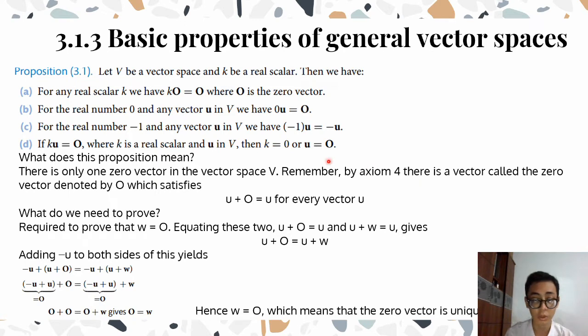What this proposition means is that there is only one zero vector in the vector space V. Remember, by axiom 4, there is a vector called the zero vector, denoted by 0, which satisfies u plus 0 equals u for every vector u. What do we need to prove? We require to prove that w equals 0. Equating, u plus 0 equals u and u plus w equals u give u plus 0 equals u plus w. Adding minus u to both sides of this yields this. Hence w equals 0, which means that the zero vector is unique.